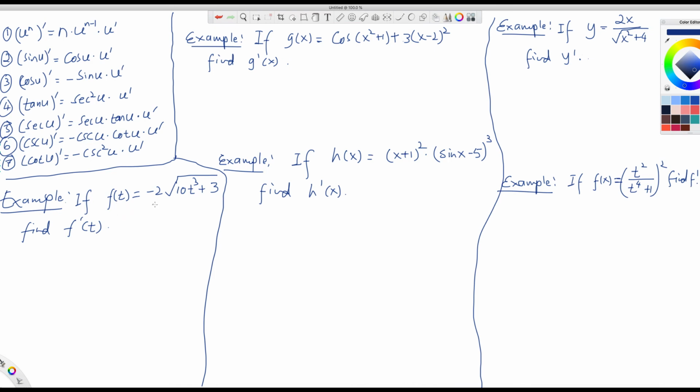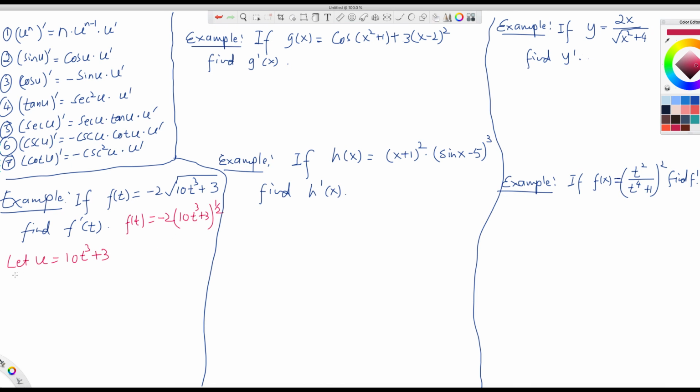Let f of t equal negative 2 times the square root of 10t cubed plus 3, and find f prime of t. So what do you assume for u? Basically f of t is how much? You can write f of t equals negative 2 times (10t cubed plus 3) to the 1/2. It is like u to the n. So what we do is let u equal 10t cubed plus 3 without the exponent.